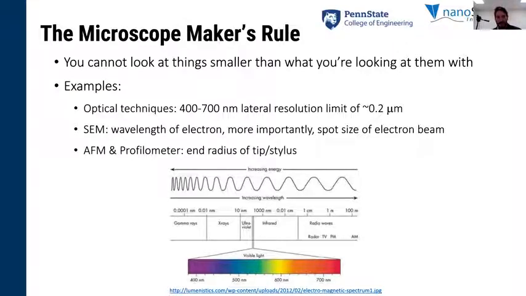Whereas with an SEM, we're not using photons at all anymore. Now we're actually using an electron beam that's rastering back and forth over the surface to get our image, and the electron's wavelength is dependent on its energy. So we're no longer limited by that 400 to 700 nanometers. And as a result, we can get higher resolution images with SEM.